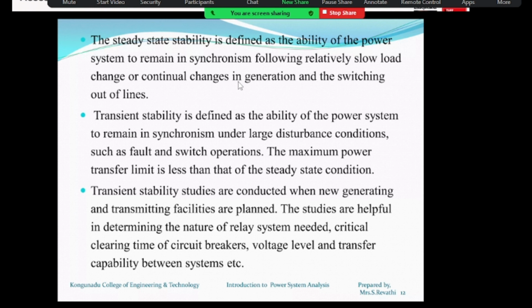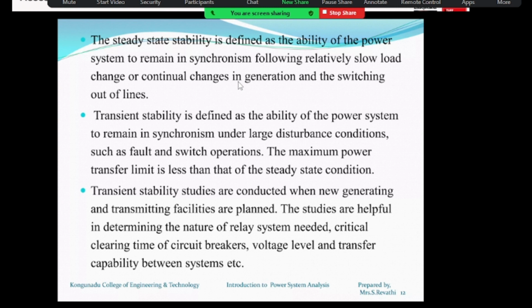Transient stability is defined as the ability of a power system to remain in synchronism under large disturbance, such as a fault or switching operation. If any disturbance occurs in the power system and two generators that are operating still operate in synchronism, then this is called transient stability. The power transfer limit will be less as compared to the steady state condition.